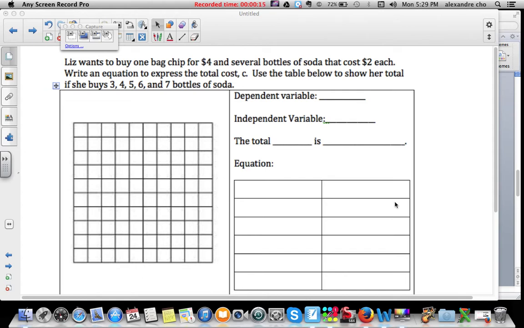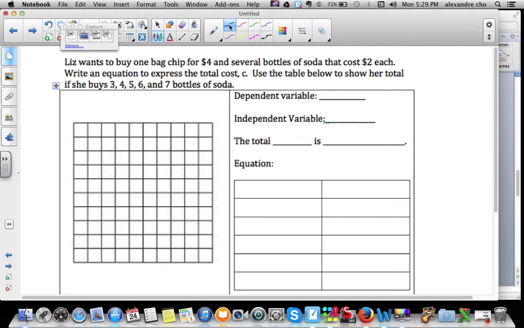So, first question. Liz wants to buy one bag of chips and several bottles of soda that cost $2 each. Write an expression to express the total cost C. Use the table below to show her total if she buys 3, 4, 5, 6, and 7 bottles of soda. Alright, so let me get this. I like the statement. Okay, you have to come up with an equation. Have to. No choice here.